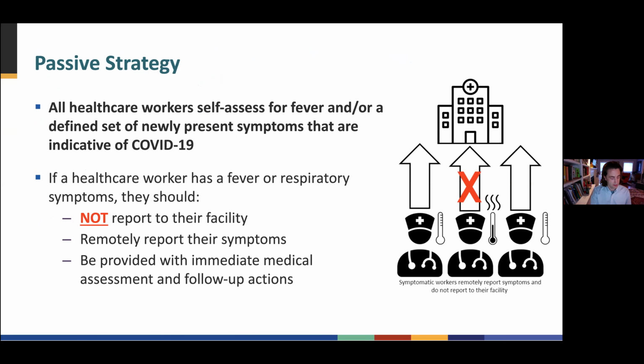Passive healthcare worker case identification involves staff assessing for fever and a defined set of symptoms compatible with COVID-19, and is probably the most common that you'll see in the field. Healthcare workers with signs and symptoms are expected to remotely report their condition to avoid exposing others, not report to their healthcare facility unless medical care is needed, and must be provided with rapid medical assessment and follow-up actions. Reporting is not enough. Actions to respond must be in place. General passive strategies provide a mechanism for the identification of healthcare workers at an increased likelihood of infection with minimal resource requirements and should help avoid facility exposures.